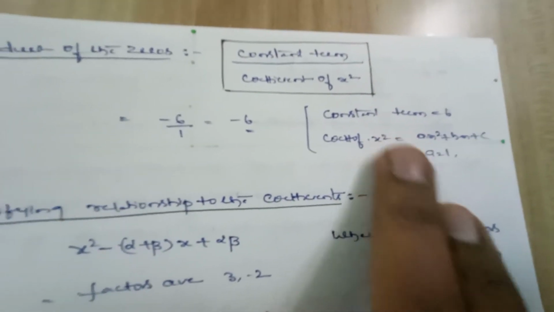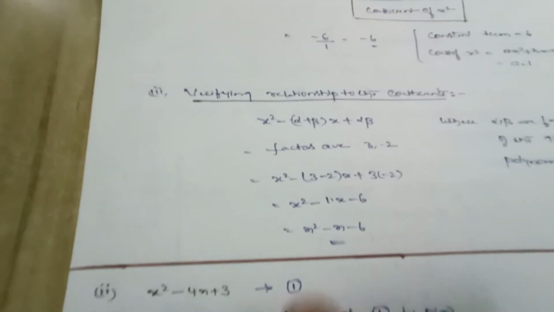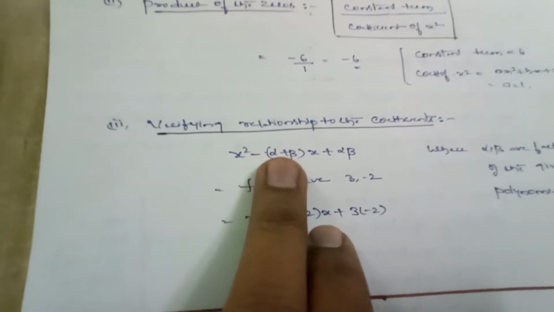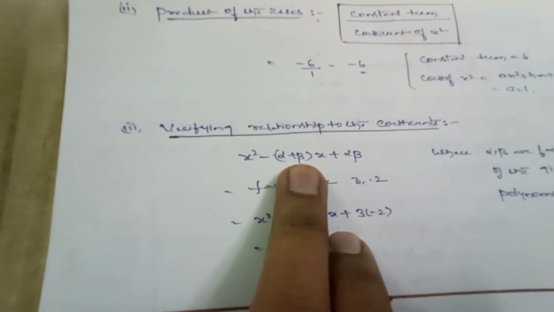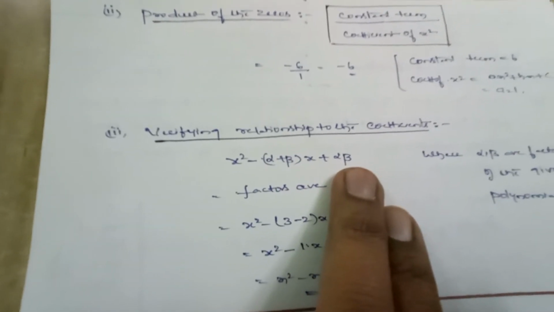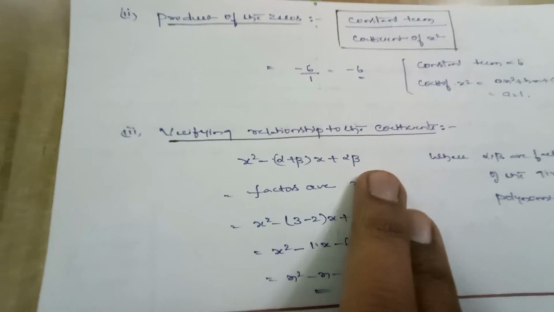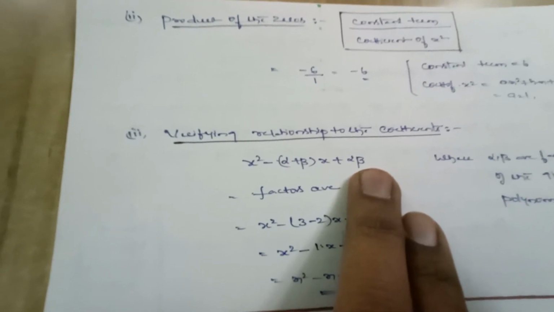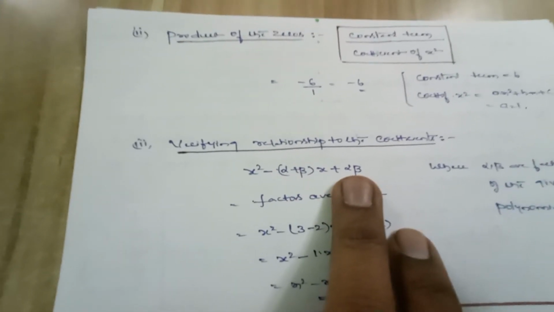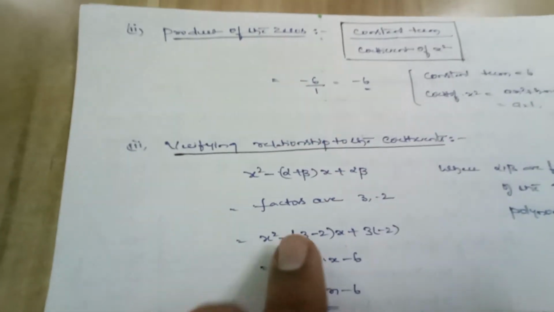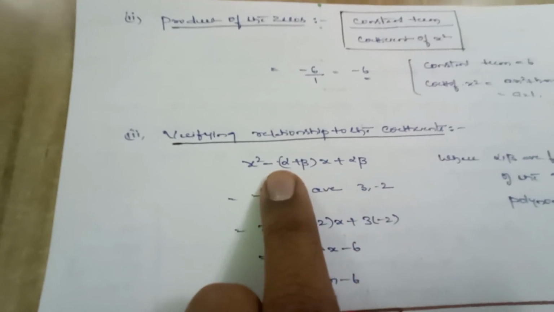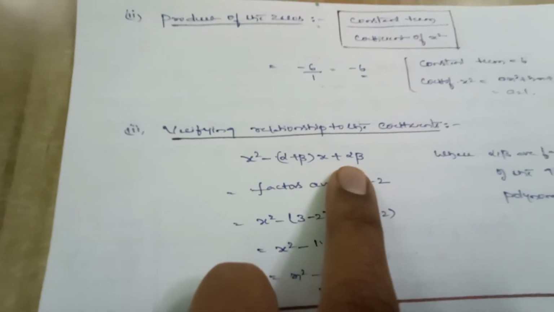Okay, now what is the relationship between them? So this is a notation, guys. x square minus alpha plus beta, or you can write the sum of the zeros, into x plus product of the zeros, or alpha beta. So alpha plus beta is nothing but sum of the zeros and alpha beta is nothing but product of the zeros. So whatever result we got for the sum of the zeros, mention here, but the formula is this one: x square minus alpha plus beta into x plus alpha beta.